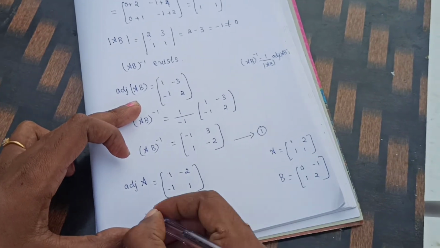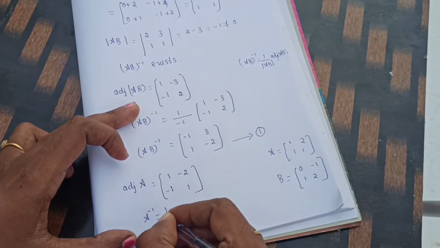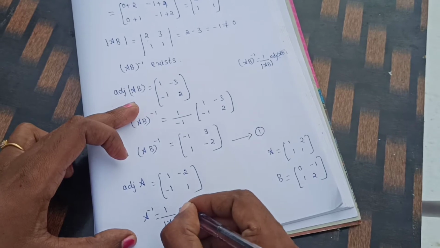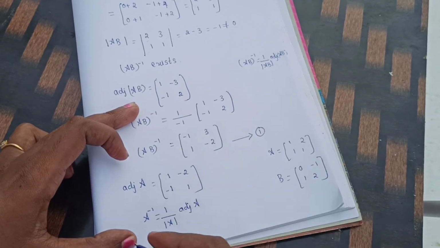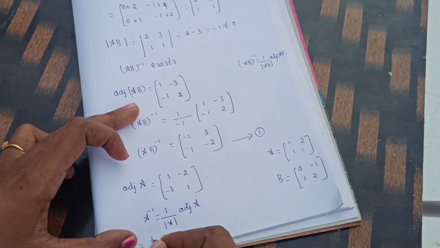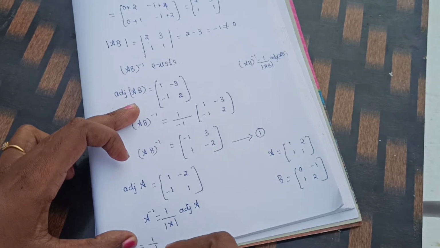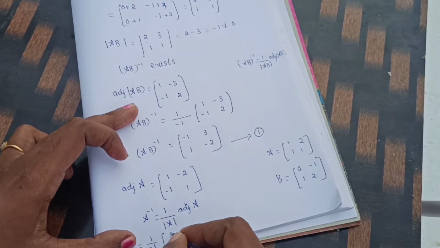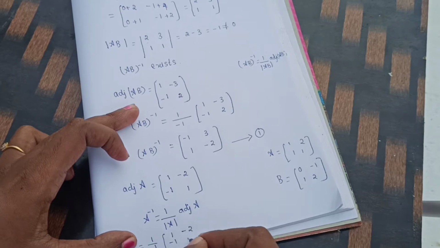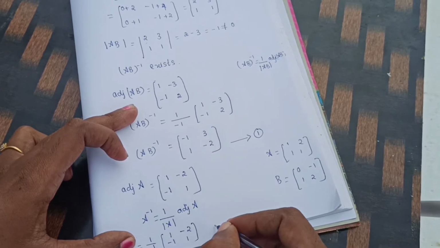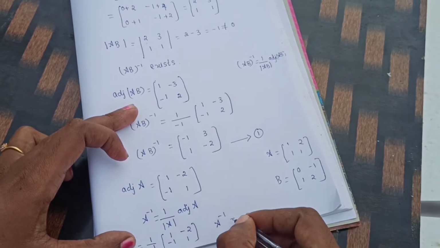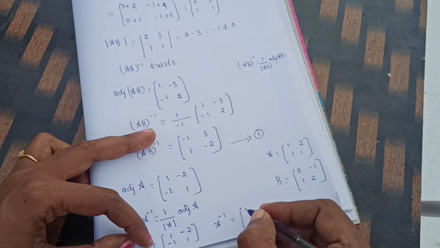Okay. So A inverse, what's the formula? A inverse is equal to 1 by determinant of A into adjoint of A. What's the value for determinant of A? Determinant of A, the value is minus 1. Into adjoint of A, that means 1, minus 2, minus 1, 1. So each and every term you need to multiply. That is, A inverse is equal to, divide each term by minus 1.